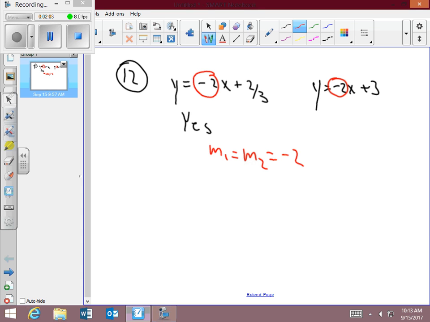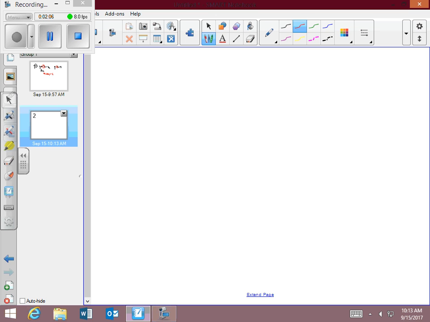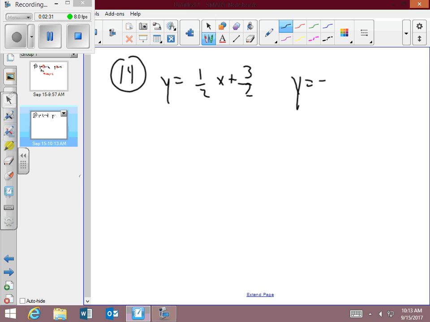Okay, then the next one, I don't know whether I did these in class or not, but I was looking at this morning and thought I would go over them. Number 14, and the two lines are y equals 1/2 x plus 3/2, and the other one is y equals negative 1/2 x plus 3/2. And the question is, are they perpendicular?